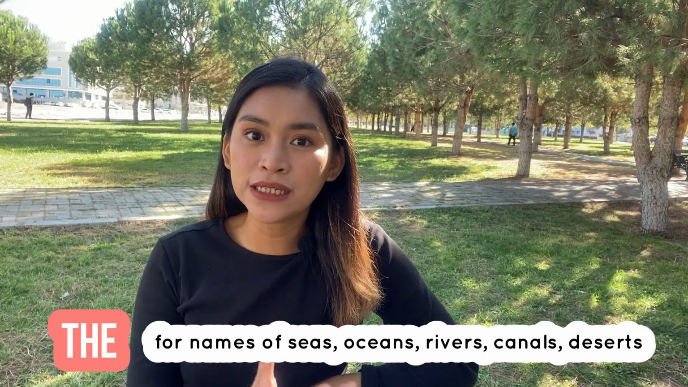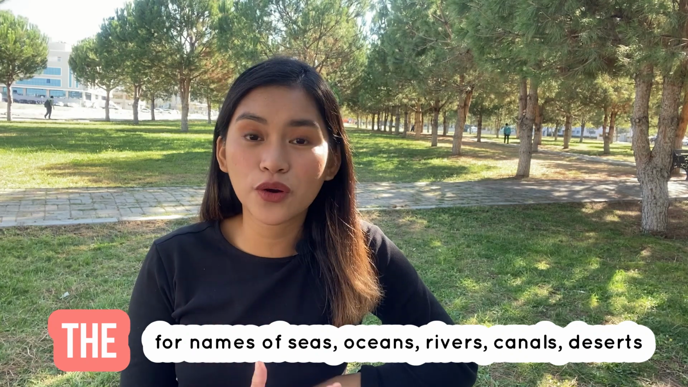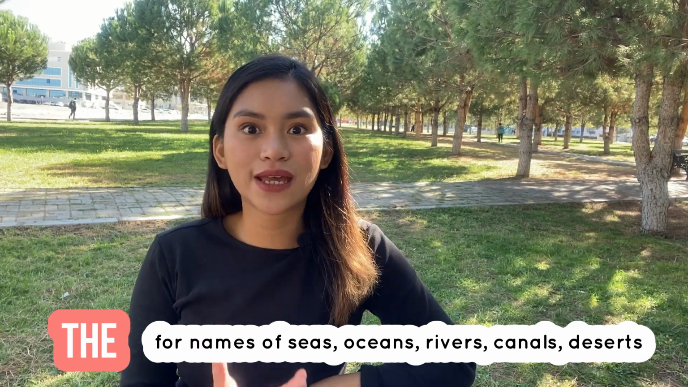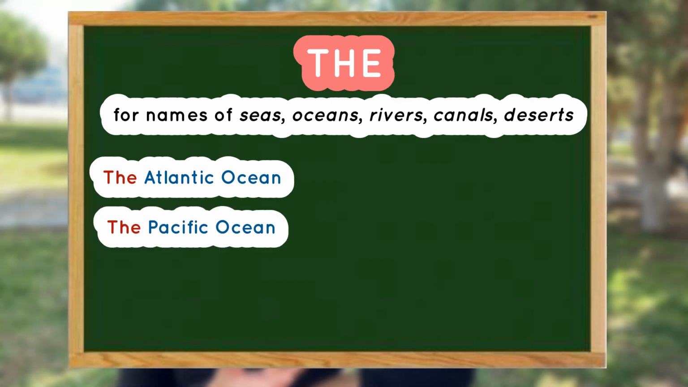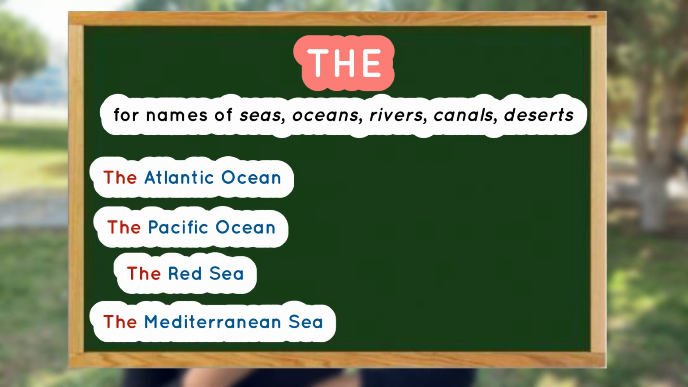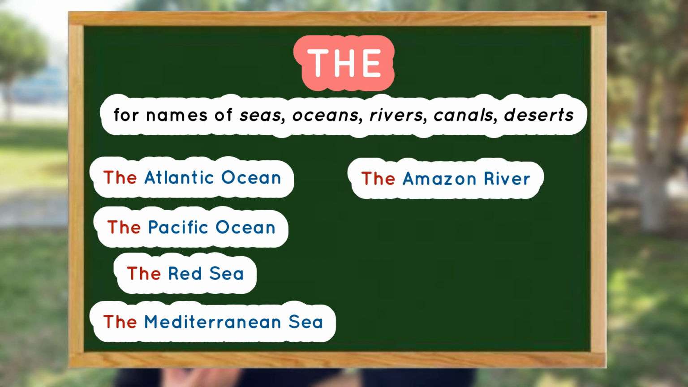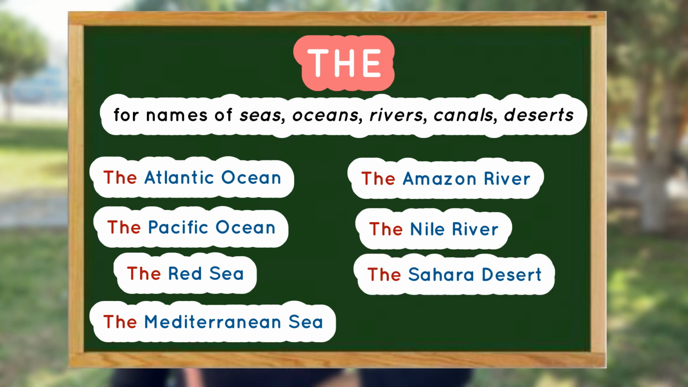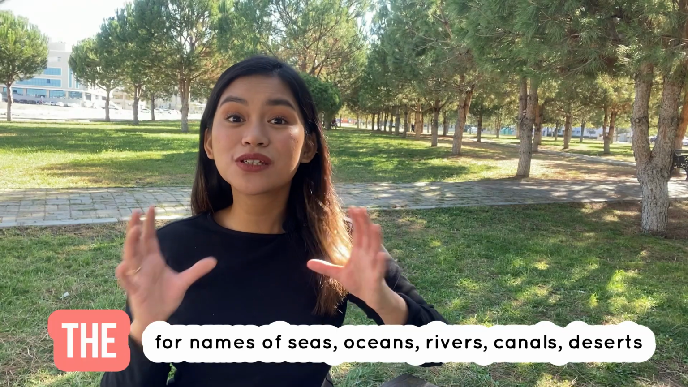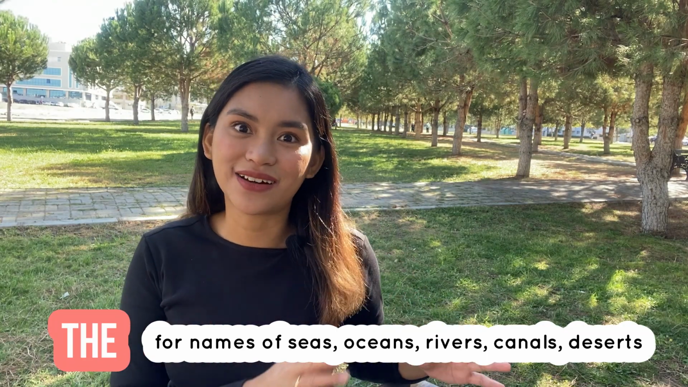Yeah. Since we're talking about places, let's go to another use of the, and we use it for names of seas, oceans, rivers, canals, desert, just like the Atlantic Ocean, the Pacific Ocean, the Red Sea, the Mediterranean Sea. What else? The Amazon River, the Nile River, the Sahara Desert, the Gobi Desert. So those names of places, they need the.